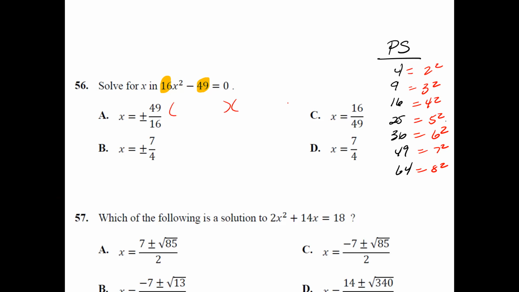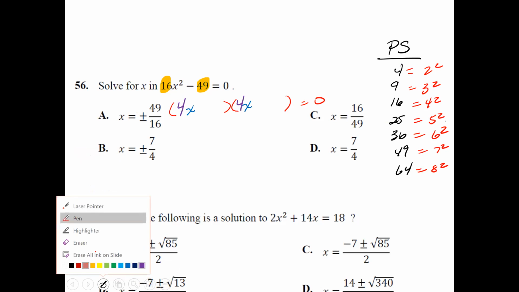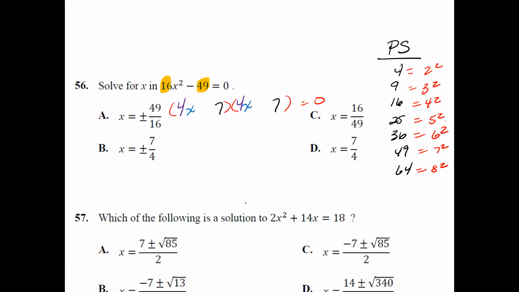So you're going to set it up like this with 2 parentheses. You're going to go ahead and put an x inside. Square root of 16 is going to give you a 4. So I'm going to put 4 and 4 in the first part. Square root of 49 is a 7. So you're going to put 7 and 7.